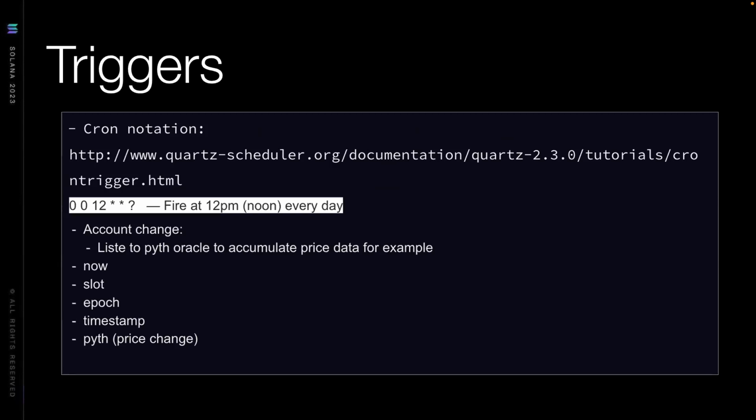You can use many different triggers for this. For example, on account change, you can use now, you can use a certain slot or a certain epoch or a certain timestamp. And you can also use Pyth oracle change. This means that, for example, if the price of a certain token reaches a certain price, then I can trigger a transaction. You can, for example, use this to dollar cost average into a position, or sell everything when you reach a certain price or something like this.